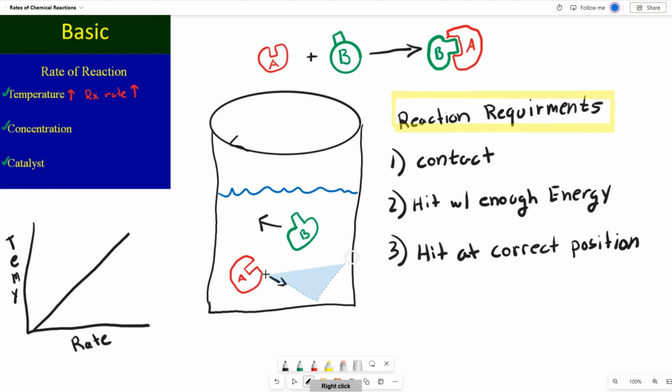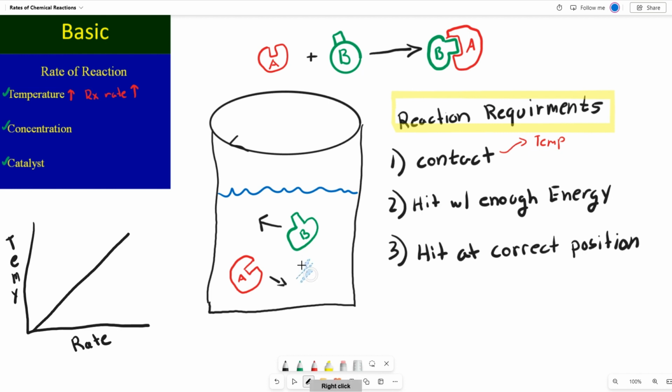Well, if the molecules move around faster, that means they're going to bang into each other more often. And every time they bang into each other, there's a chance that they're going to react. So temperature affects the contact, having the molecules come into contact with each other more often.